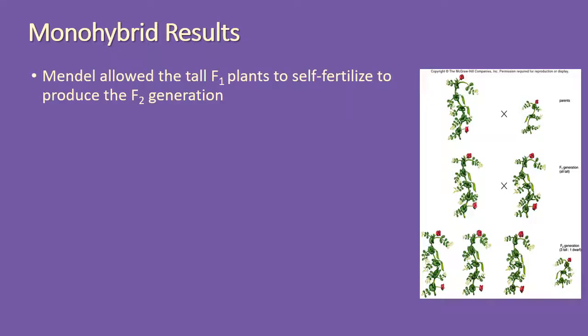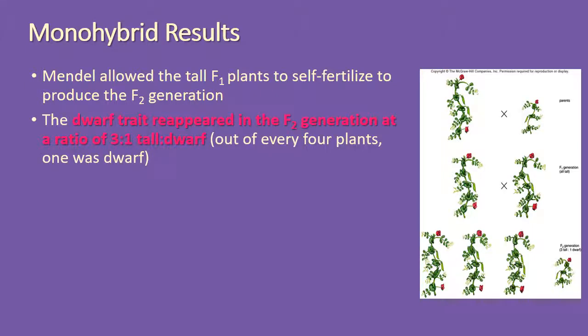So then he allowed those plants to self-fertilize and to produce the F2 generation. And he noticed in the F2 generation that the dwarf plant showed back up. But it was always in a much smaller number than the tall plants, and through counting them up, he recognized that there was a very consistent ratio of 3 to 1 of tall to dwarf. So three out of every 4 plants in the F2 generation were tall, and 1 out of every 4 plants, or 1/4, or 25%, depending on how you want to describe it, were dwarf plants.